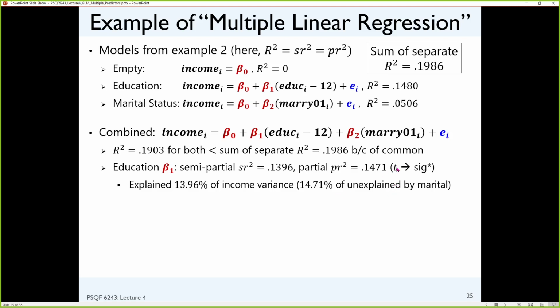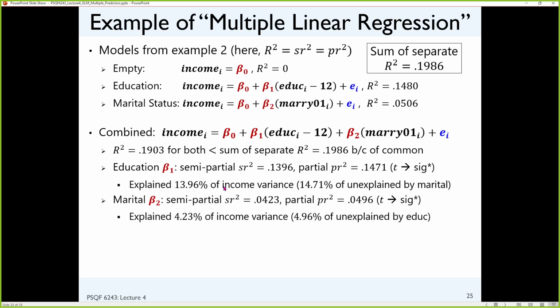And I know, based on the t-test that goes with the slope for beta 1, that that is a significant contribution. So there's a 1-to-1 correspondence if you're dealing with a predictor whose effect is captured by one slope. If that slope is significant, then by definition, all of these effect sizes are significant too, because these are just different ways of describing the size of the effect in a standardized metric. Okay, with me so far?